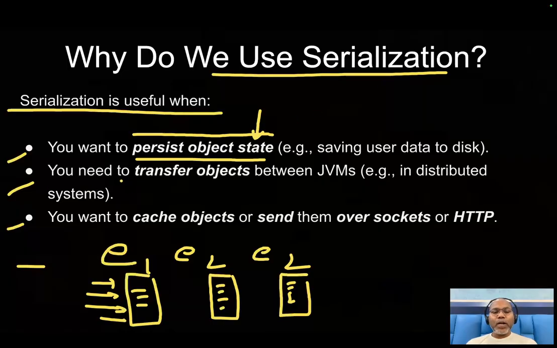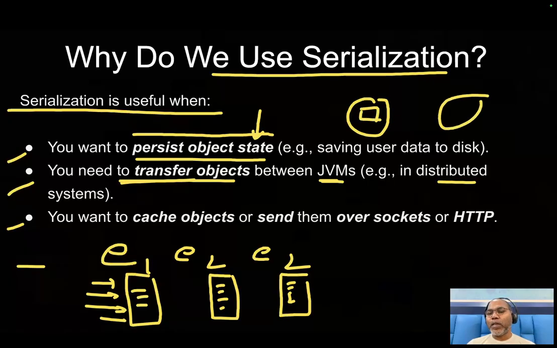Sometimes you want to transfer objects between JVMs. That means different applications, application 1 and application 2, want to exchange the object, basically in a distributed environment, maybe a microservice environment. Distributed environment means your application is not deployed on only one machine.